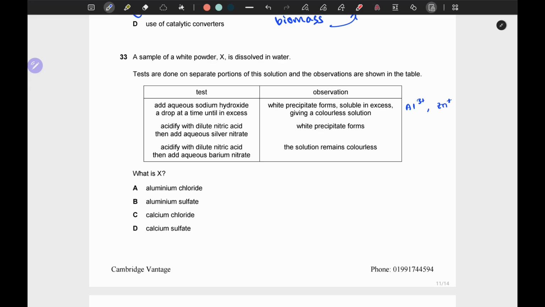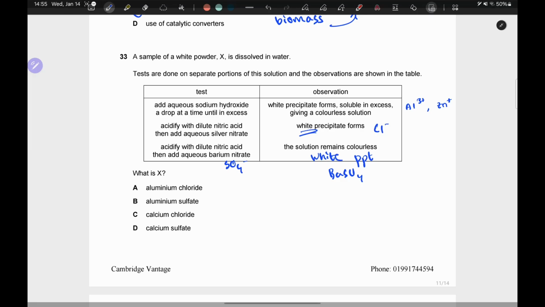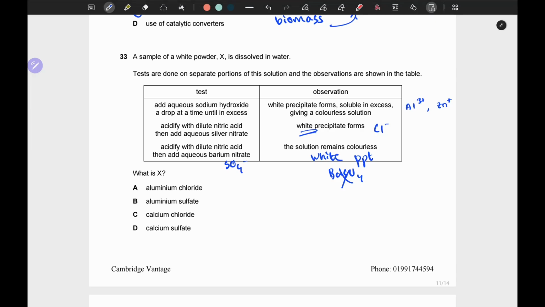And then acidify with dilute nitric acid, then add aqueous silver nitrate, a white precipitate forms. This is basically the test for halide ions, and since this is a white precipitate, it must be Cl minus. And the last one, acidify with dilute nitric acid, then add aqueous barium nitrate. The solution remains colorless. This was basically the test for sulfate ions. Since if a white precipitate was produced, that would mean that BaSO4 was formed and sulfate ion was there, but nothing like that was formed. So the ions present should be Al3 plus, Zn2 plus, or Cl minus.